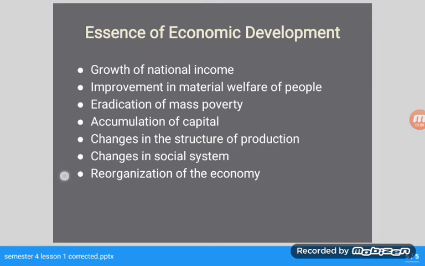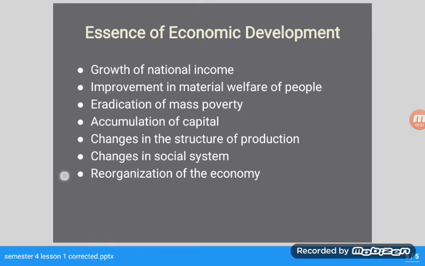Now what do we mean by reorganization of economy? It means that the number of large scale businesses is increasing. People are making use of banking facilities. More payments are being made through checks. What else can be included? Yes, stock markets are being established.